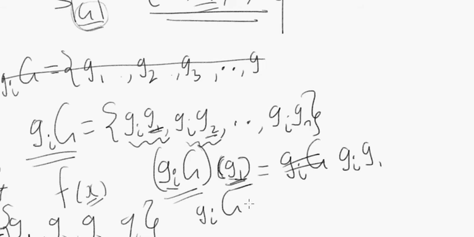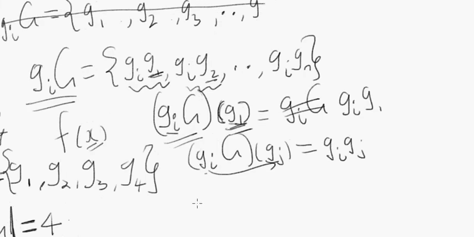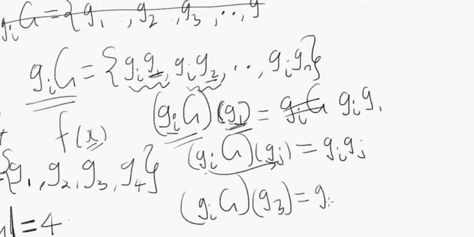GIG applied to GJ. You could think of GI as acting on GJ. GI acts on GJ by giving you GI GJ. And that's kind of the principle. GIG is going to act on, let's say, G3. What do you think that's going to give you? GI times G3, where this times is just the operation in the group.